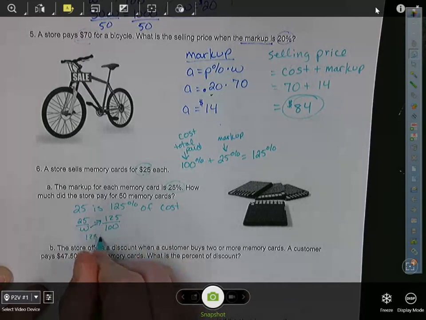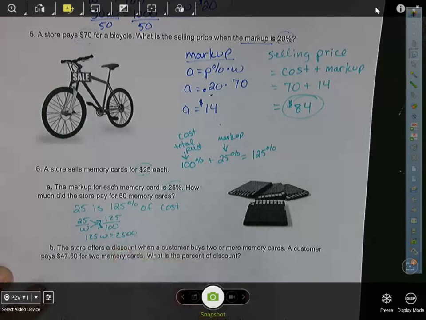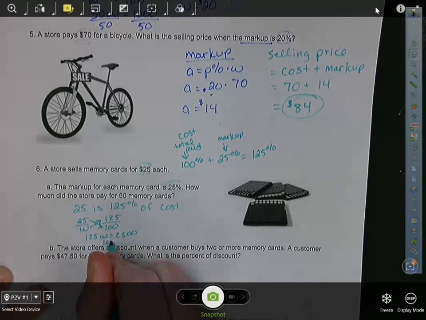125W equals 25 times 100, which is 2,500. And then we do 2,500 divided by 125, and we get $20. So that means the store paid $20 per memory card.